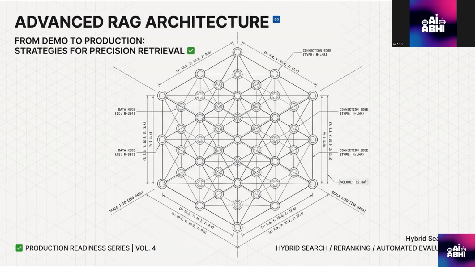So this is the number one problem in production RAG. It's not the LLM, it's not the chunking, it's the gap between what gets retrieved and what should have been retrieved.